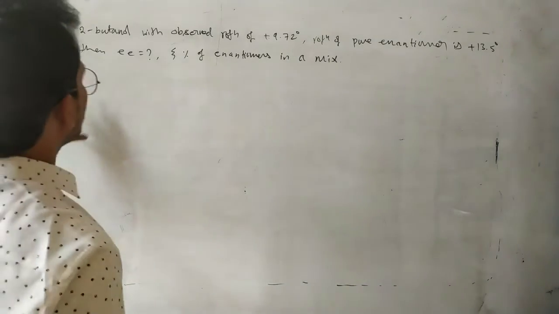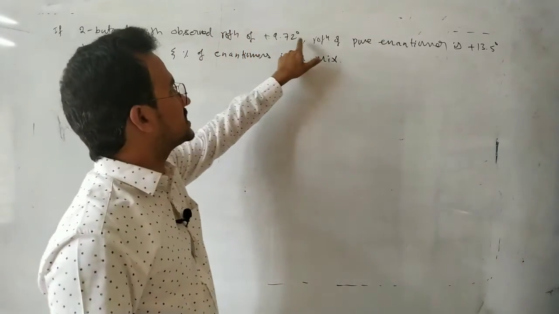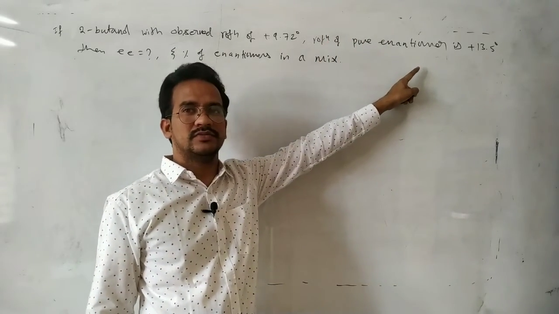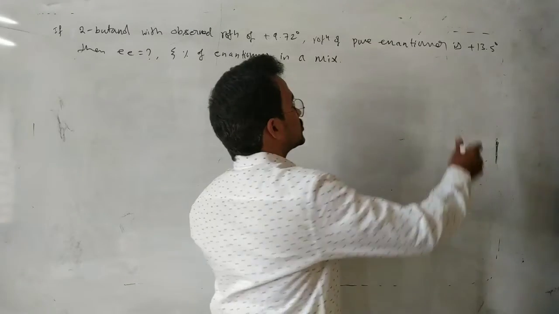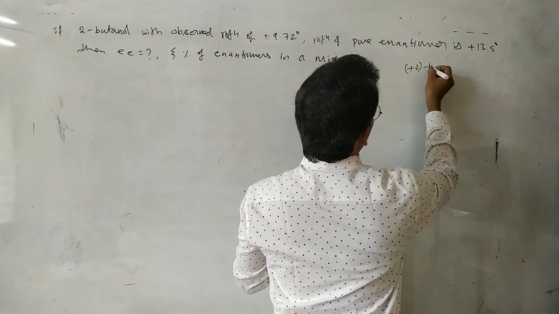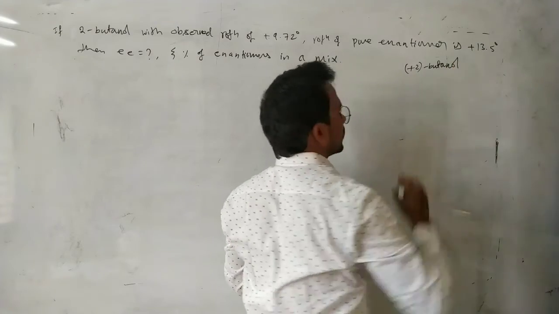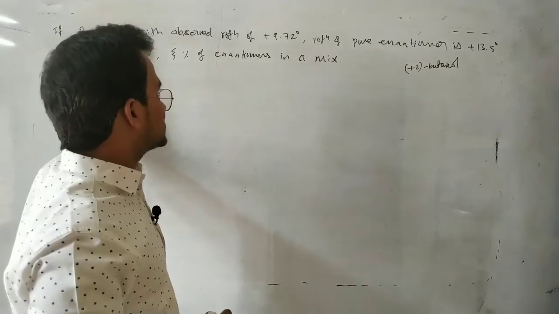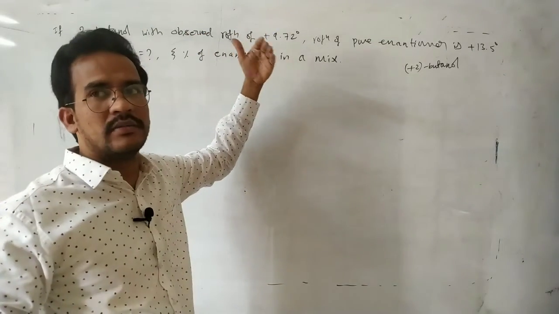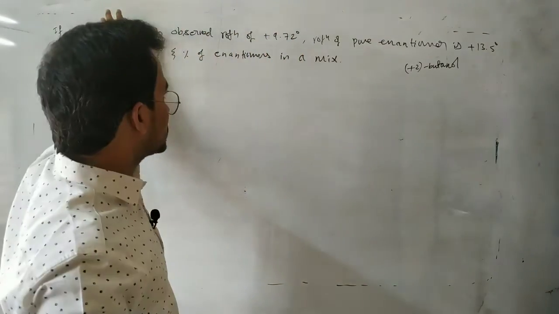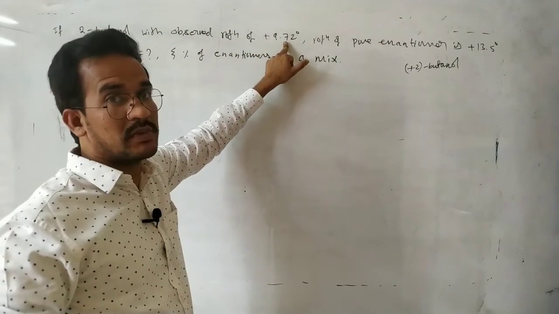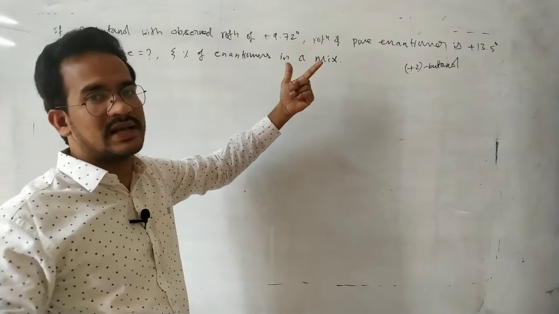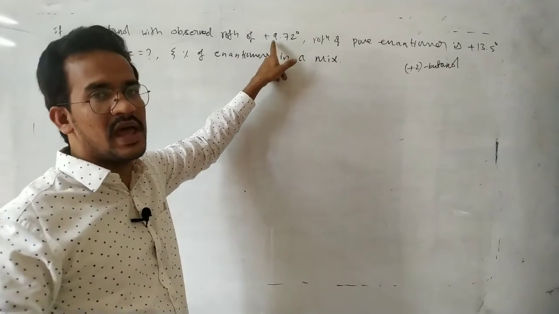Suppose a 2-butanol has an observed rotation of plus 9.72 degrees and the rotation of the pure enantiomer is plus 13.5 degrees. The pure enantiomer here is plus 2-butanol. This is actually a mixture: it mentions 2-butanol, which means plus 2-butanol and minus 2-butanol are both present. The observed rotation of the mixture is plus 9.72 degrees, which means the plus isomer is present in excess amount.